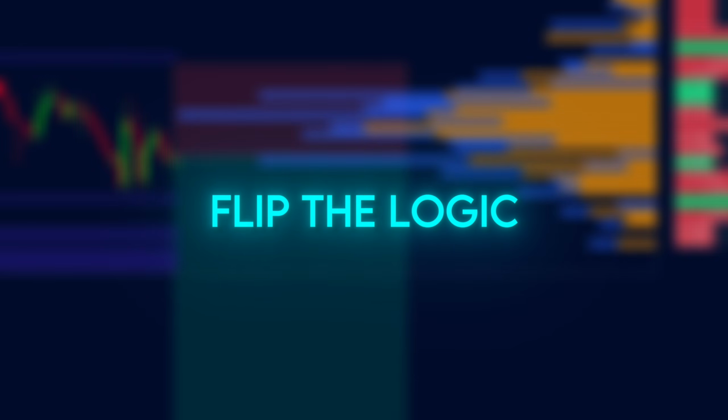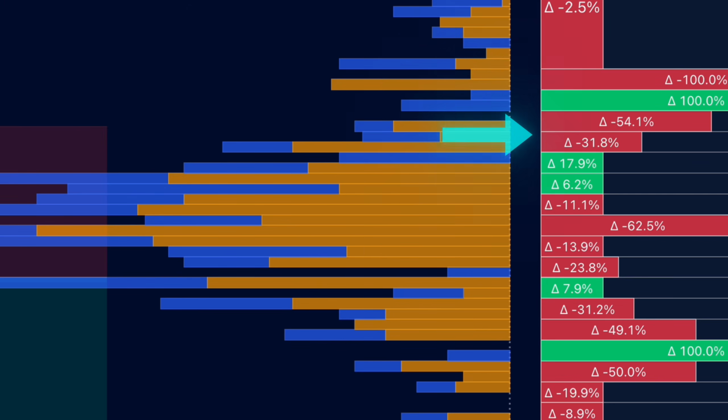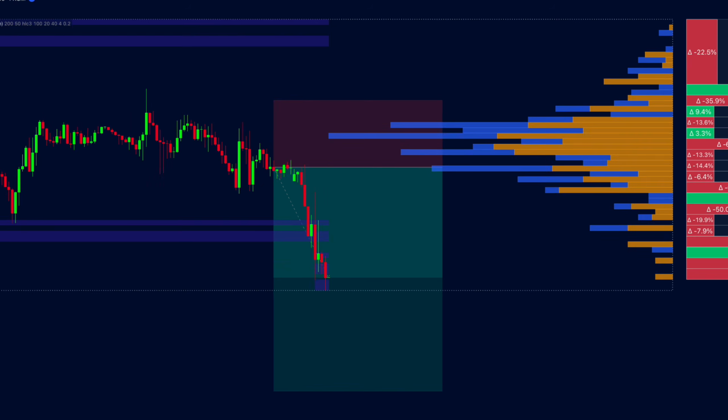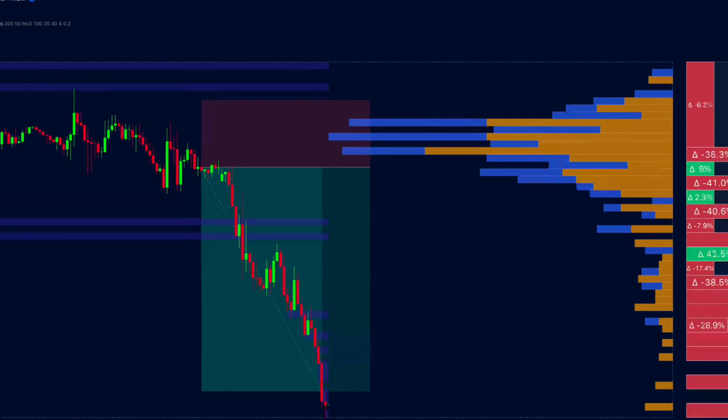Short setup. Flip the logic. Find a true volume void above price, a place where price never traded. When price comes up toward that void, watch how the volume rows build. If you see bearish volume dominating the nearby rows and price stalls near the void, that's your edge. Stop loss goes above the next bearish volume row. Targets are the next bullish volume rows below, or let price drop into the void and beyond.